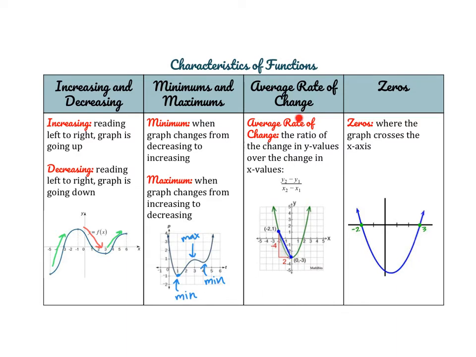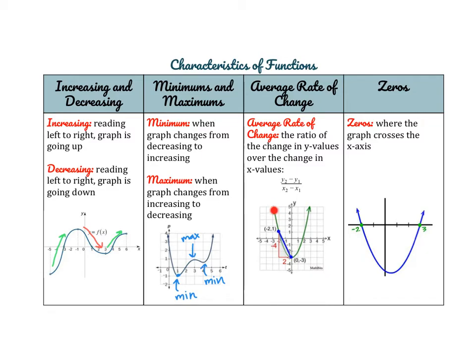So now moving on to average rate of change. The average rate of change between 2 points is the ratio of the change in y values over the change in x values. This might look really familiar to the warm-up. It's essentially the slope formula. If you take the 2 points and connect them with a straight line, it's the slope of that straight line.